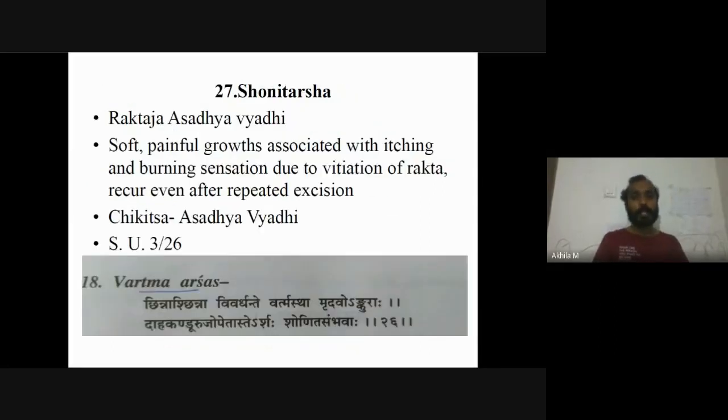Okay, Shonitarsha. Shonitarsha is a condition told only by Sushrutacharya, a Raktaja Asadhya Vyadhi. A soft, painful growth arises from the Varma. Chinna Chinna Vivartante, Varmastya Mriduvo Ankurah, Daha Kandu Haryo. That type of eruptions, soft, painful, associated with itching and pain sensation, is called Shonitarsha, due to vitiation of Rakta. And when we excise and remove it, it will reoccur again. So that is a Raktaja Asadhya Vyadhi, told only by Sushrutacharya.